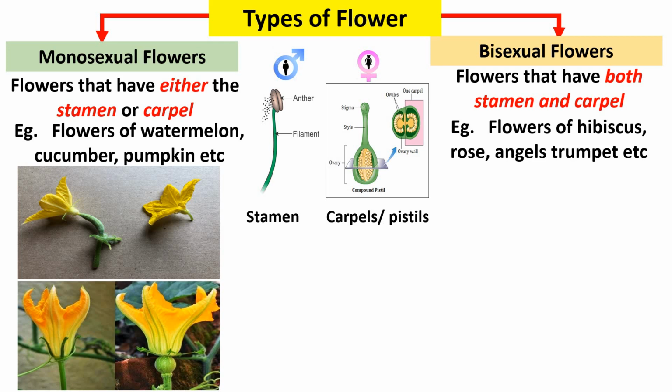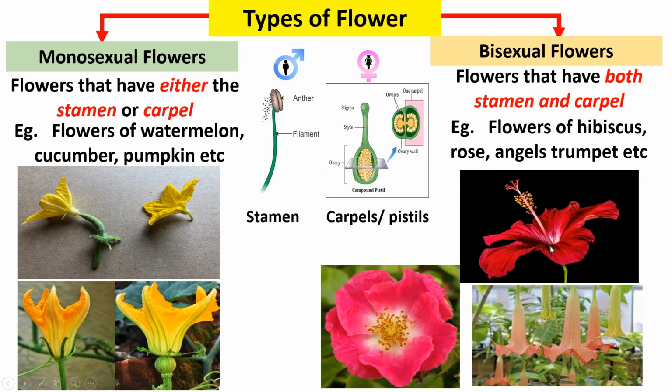Okay, let's see some pictures. So this is hibiscus. Over here you can see that these yellow ones are stamens, whereas the middle one, which is thick, contains stigma, style, and inside this, just below the petals, there is the ovary. So in the same flower there are stamens, okay, and there is carpel. Okay, so this hibiscus is a bisexual flower.